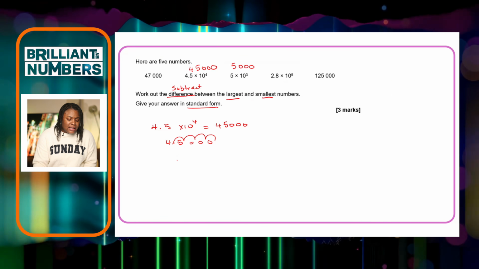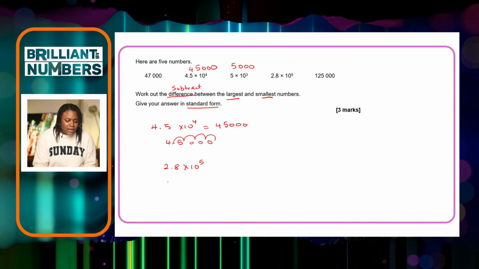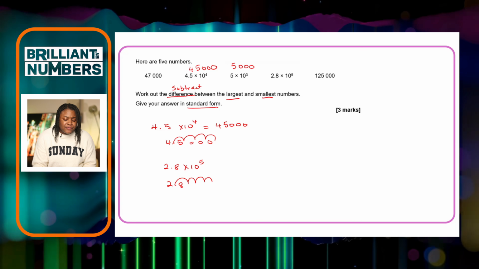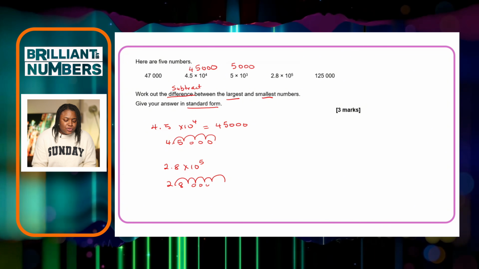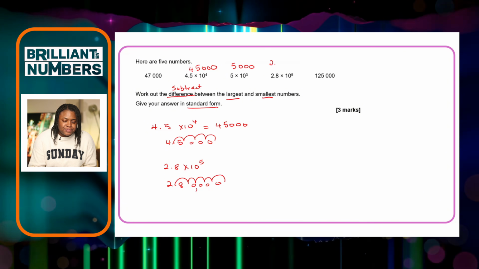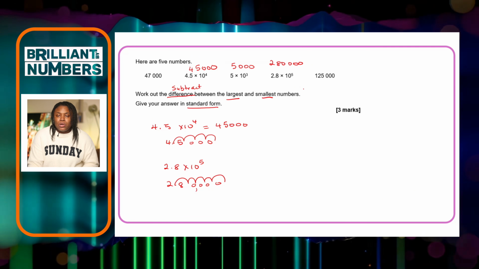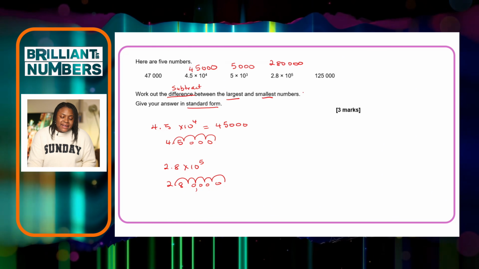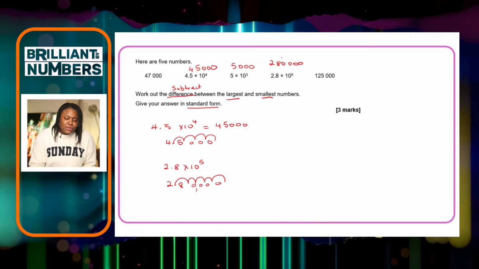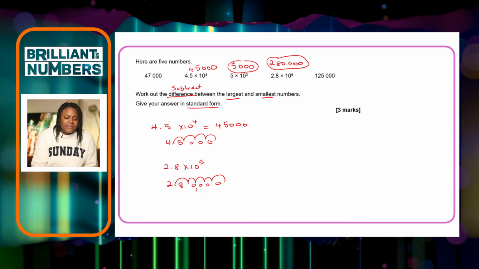Now this one I'll do here. 2.8 times 10 to the power of 5. Again, I'm moving 5 spaces to the right. 1, 2, 3, 4, 5. So this one is 280,000. Count your zeros, guys. Now we have them all in ordinary numbers. So we need to identify the largest one and also the smallest one. The largest number is 280,000 and the smallest is 5,000.